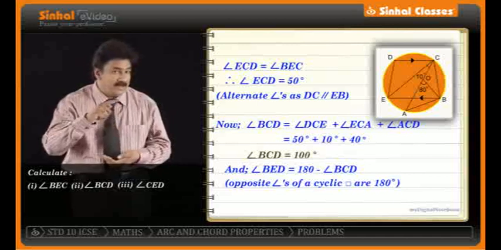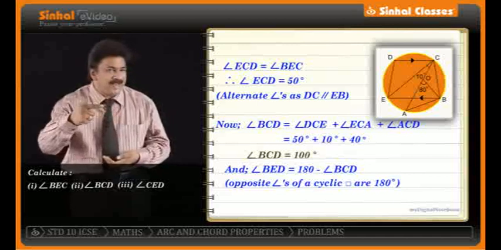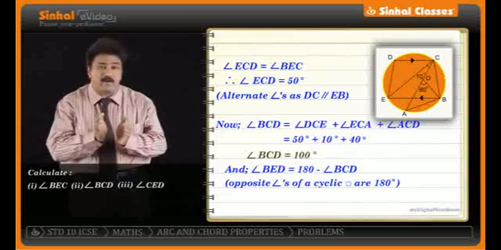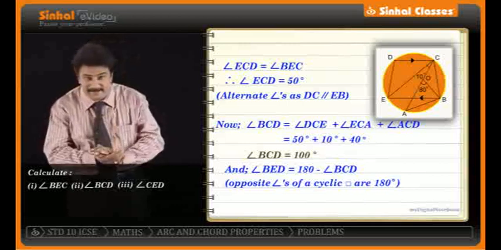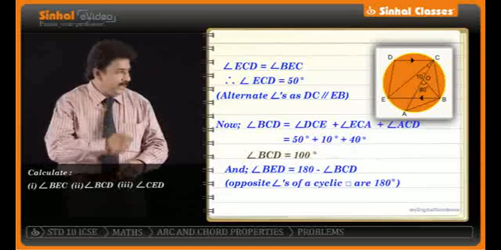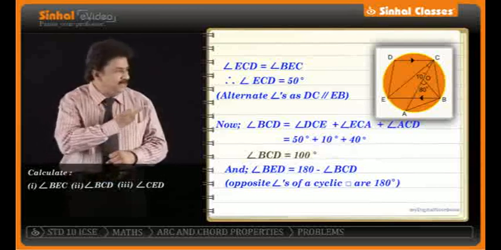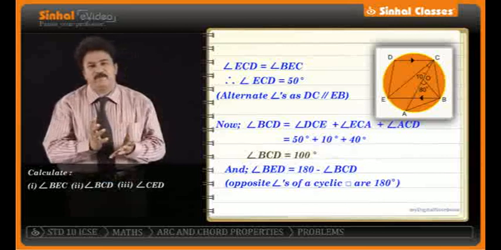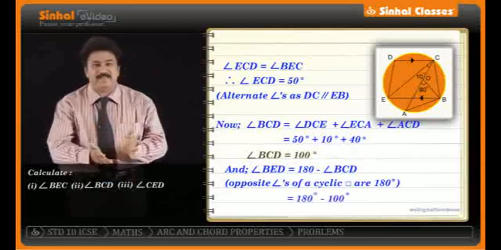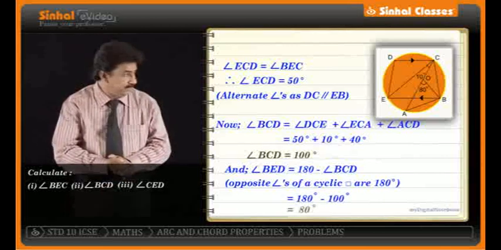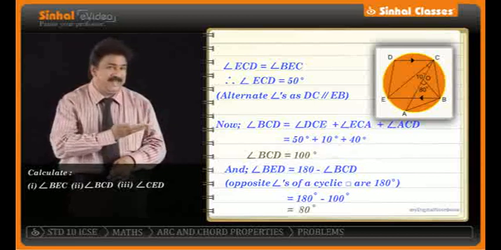I read once again. I revise once again. Opposite angles in a cyclic quadrilateral are always 180 degrees. Therefore, what do I get? Angle BED is equal to 180 minus angle BCD. That's nothing but 180 minus 100 degrees, which gives me what? 80 degrees. And finally, CED.